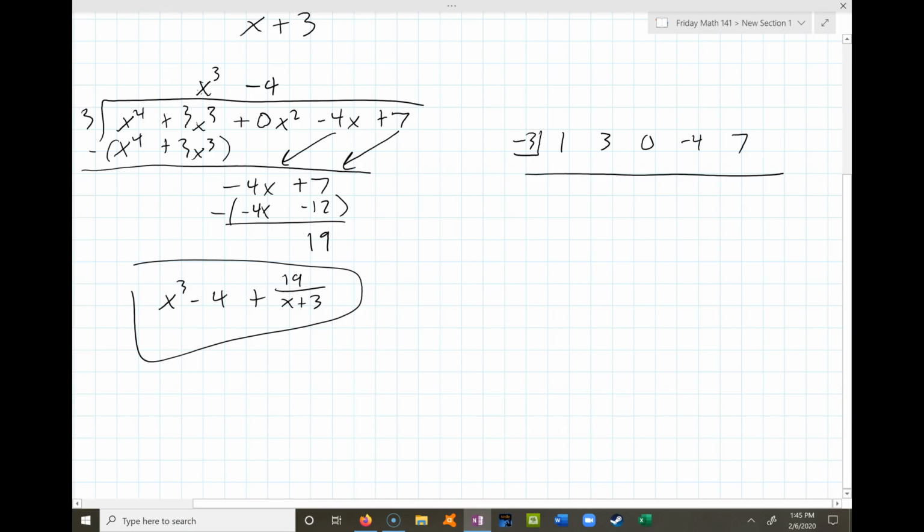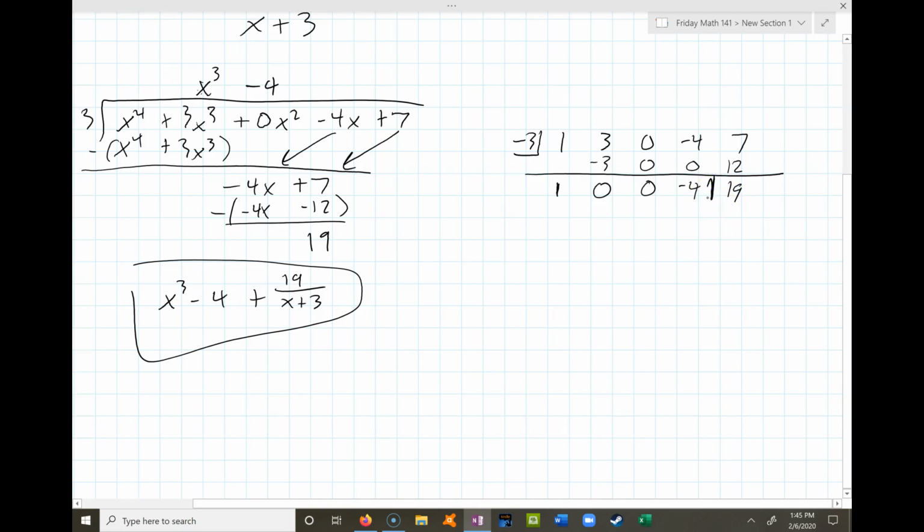And so the way synthetic division goes, we add 1 to whatever's below it. We get 1, then we multiply. Negative 3 times 1 is negative 3. Then we add, that'd be 0. Multiply, 0. Add, 0. Multiply, 0. Add, negative 4. Multiply, 12. Add, 19. And the last one's always the remainder.